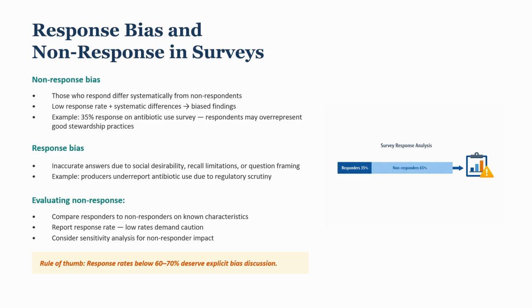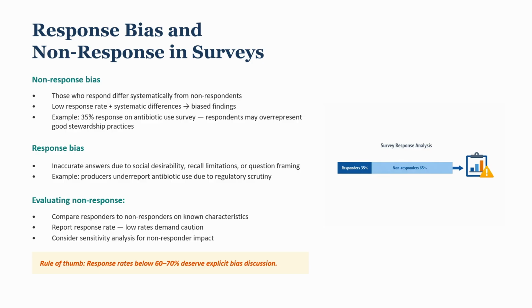In our antibiotic use example, a survey achieves a 35% response rate. The 35% who responded are, by definition, those who were interested enough in the topic to complete and return the survey. People interested in antibiotic use practices are more likely to be engaged with stewardship principles, meaning the respondents are probably more thoughtful about antibiotic use than the average non-responding producer. The survey's picture of stewardship practices will be rosier than reality.